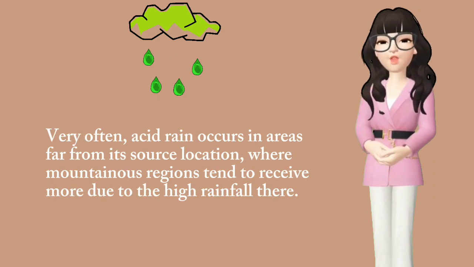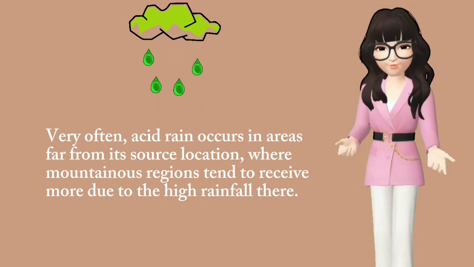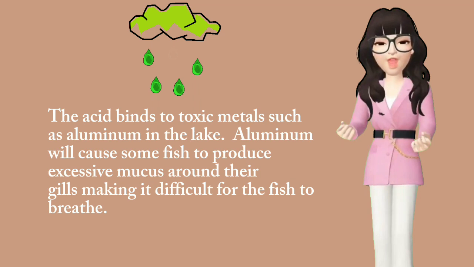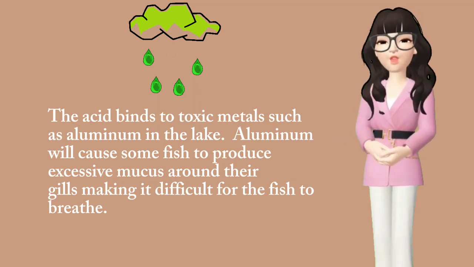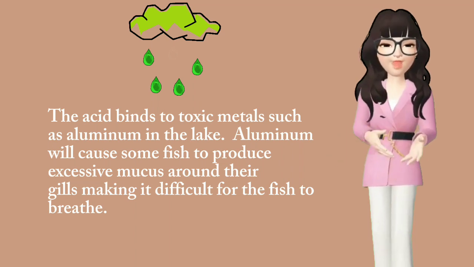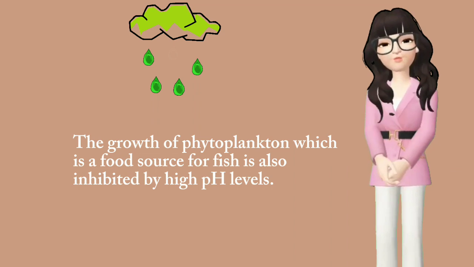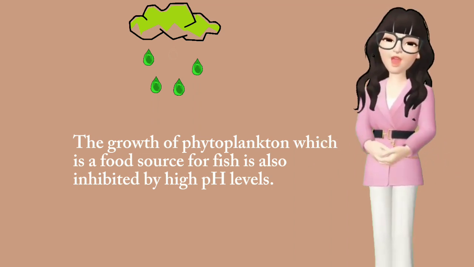Very often, acid rain occurs in areas far from its source location, and mountainous regions receive more due to the high rainfall there. The acid binds to toxic metals such as aluminum in the lake. Aluminum will cause some fish to produce excessive mucus around their gills, making it difficult for the fish to breathe. The growth of phytoplankton, a food source for fish, is also inhibited by high acidity levels.